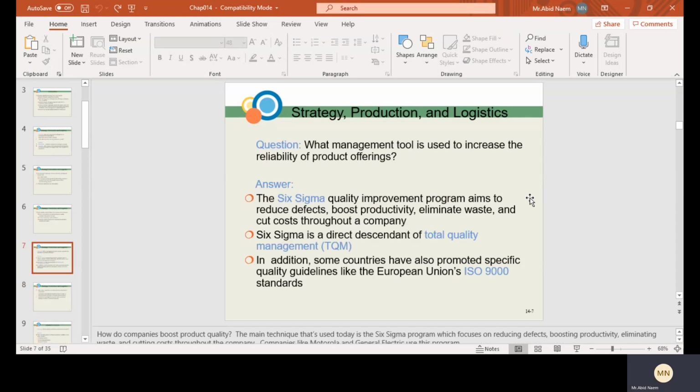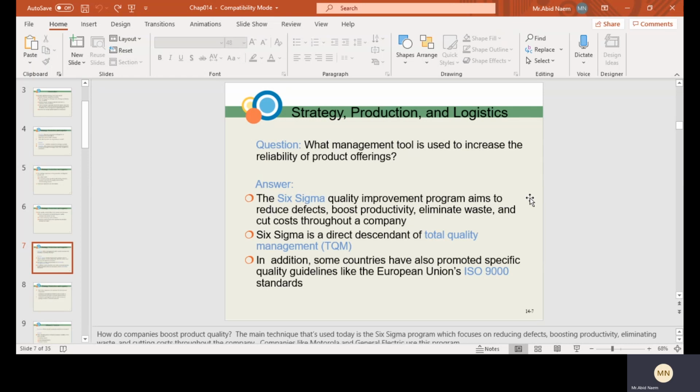Now comes the question, what management tools are available to increase the reliability of products which your organization is offering? The very first one is the Six Sigma Quality Improvement Program. The main objective of this program is to reduce the defects in manufactured products, and at the same time to enhance the productivity capacity of the organization in question, and parallelly to eliminate or at least minimize waste and cut costs through a company.